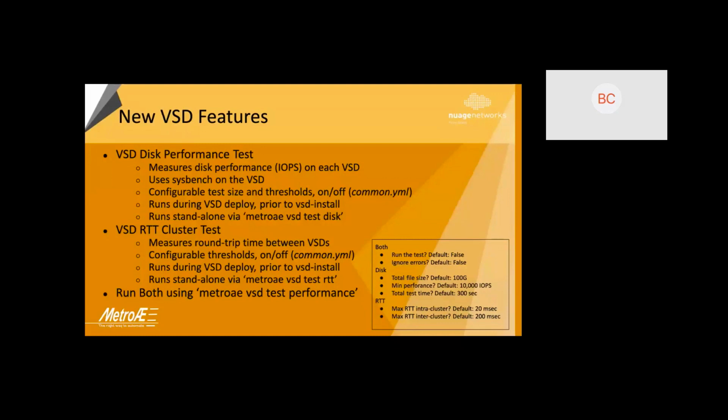And we also have a total test time. So what Sysbench does is it runs for a particular period of time. The default is 5 minutes or 300 seconds, and you can change that as well. For round trip time, we have an intra-cluster threshold, that is between the elements of a single cluster, that defaults to 20 milliseconds max. And then the max for intercluster, which would be between the primary and the standby, is 200 milliseconds.